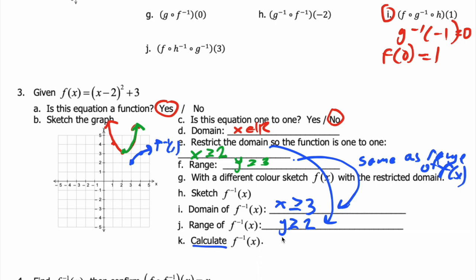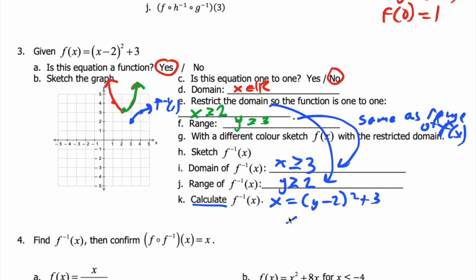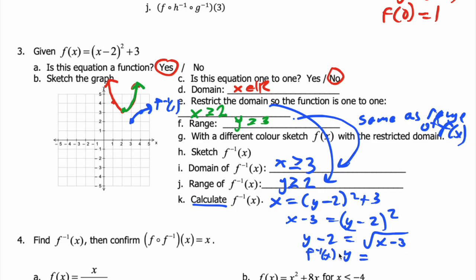Calculate or find the inverse means, let's find this inverse. So let's swap the x and the y values. X equals y minus 2 squared plus 3. That's x minus 3 equals y minus 2 squared. Okay, let's take the positive square root. If you take the negative square root, you'll get the inverse of this red part here. And then let's add 2. So y equals, actually you should use this notation at the end. F inverse of x equals root x minus 3 plus 2, which is the equation of the square root function right here.